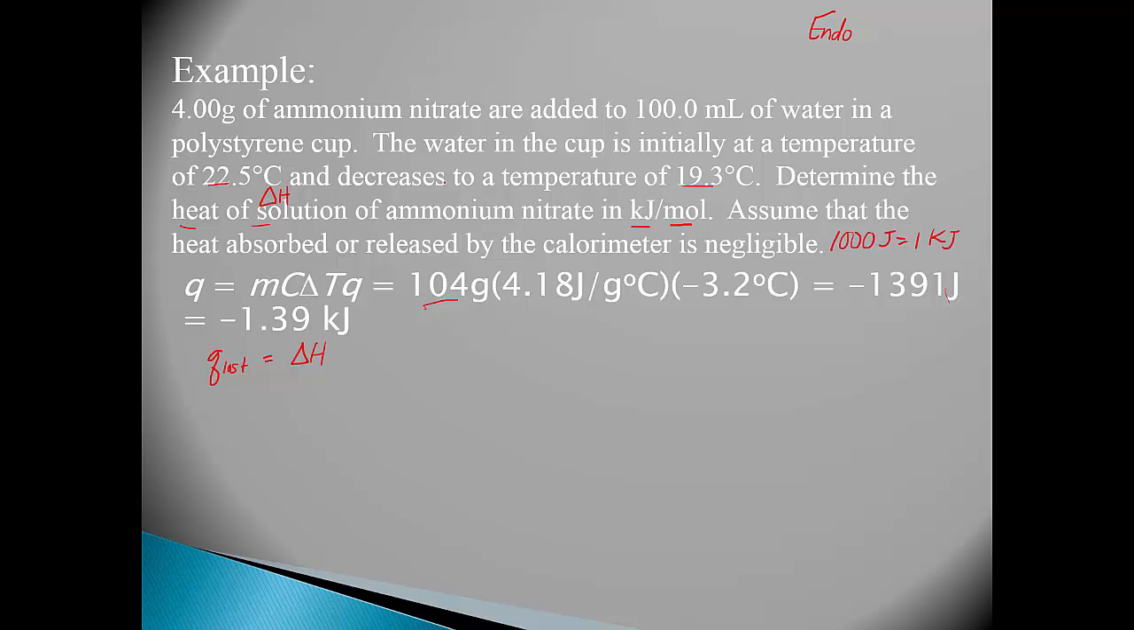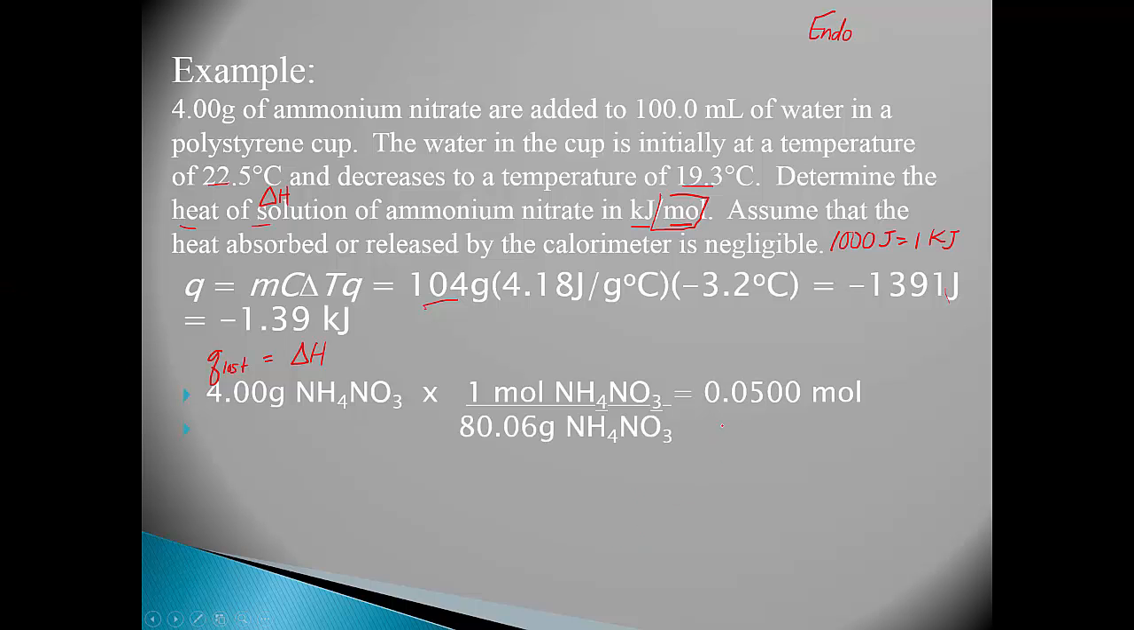But it's not just kilojoules that they asked for. They wanted it per mole of what's causing the heat. So going back, what's causing the heat? The ammonium nitrate is causing the heat. So I need to figure out how many moles of ammonium nitrate were in there that caused that temperature change. We use the molar mass of ammonium nitrate, so I had 0.005 moles of ammonium nitrate.